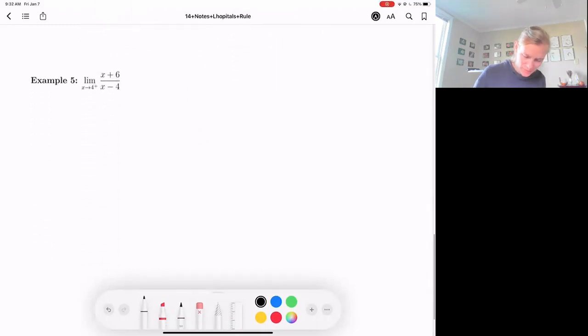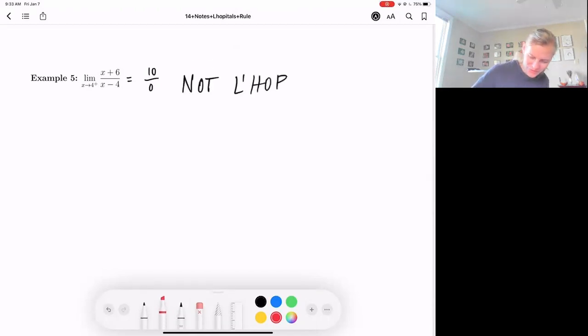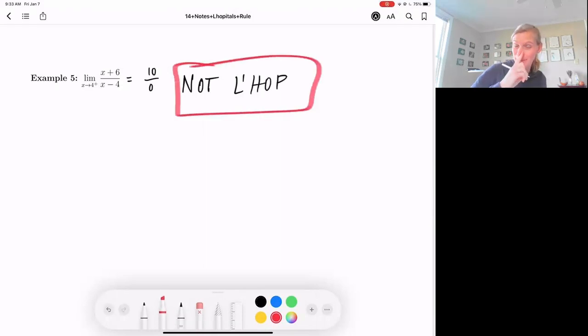Okay, and one last example here. So this is a right-hand limit for approaching from the right, but we can still try plugging 4 in first. So when I plug 4 in, I get 10 over 0. Notice that's not 0 over 0. So this is not L'Hopital's rule. And I cannot emphasize that too much. Do not use L'Hopital's rule when you can't use it.